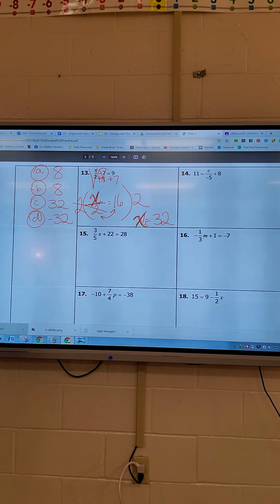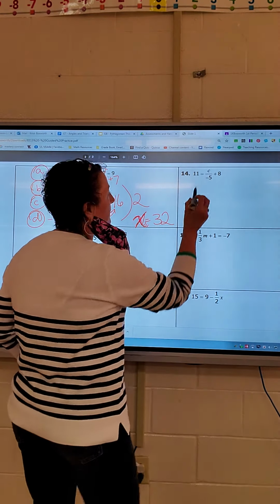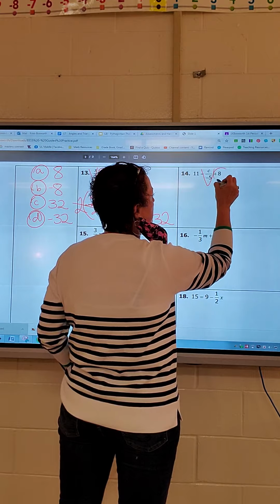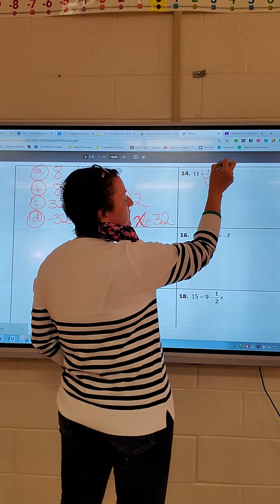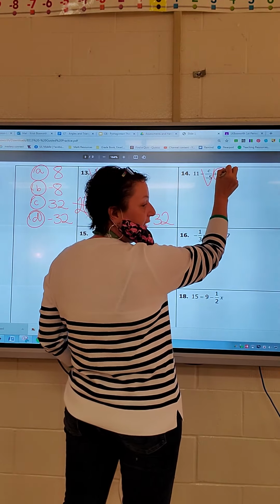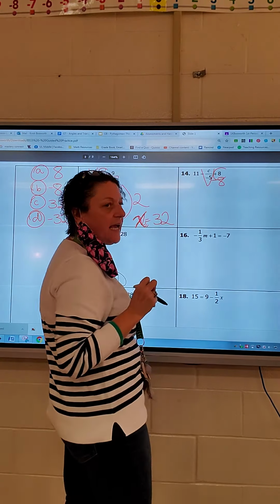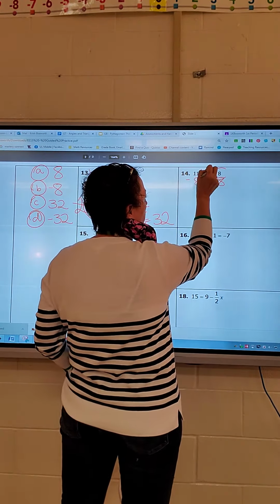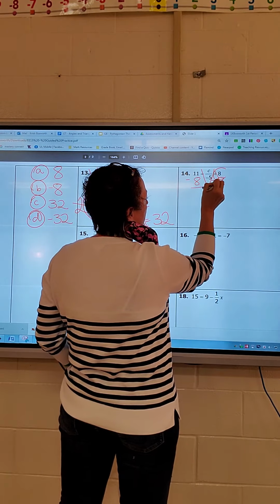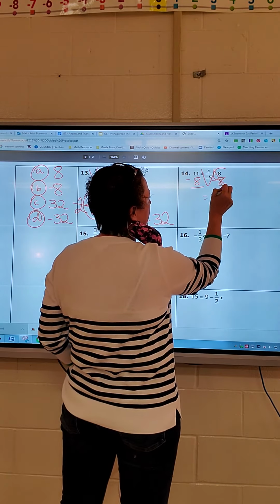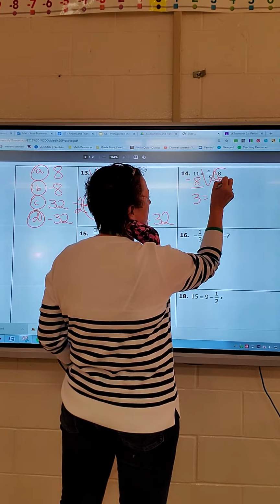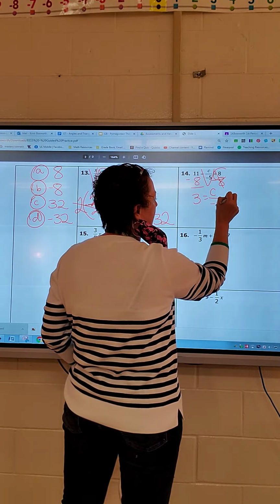Okay? All right, number 14, where's my expression, on the right or the left? It is on the right. So my variable term is here, my constant term is here. So I've got to go in alphabetical order, which means I'm going to do the inverse of plus 8, which is minus 8 on both sides. So I get 3 here, and C divided by negative 5.